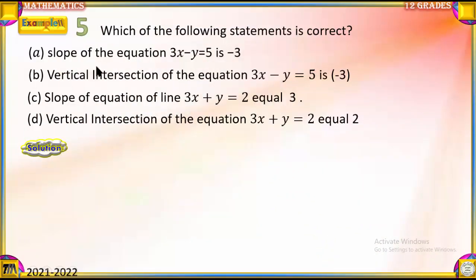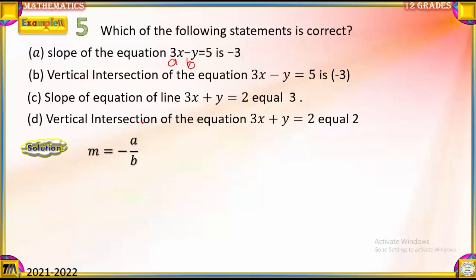Example number 5. Which of the following statements is correct? A. The slope of the equation 3x minus y equals 5 is minus 3. Now we must find the slope of this equation using m equals minus a over b, where here we have a equal to 3 and b equal to minus 1.